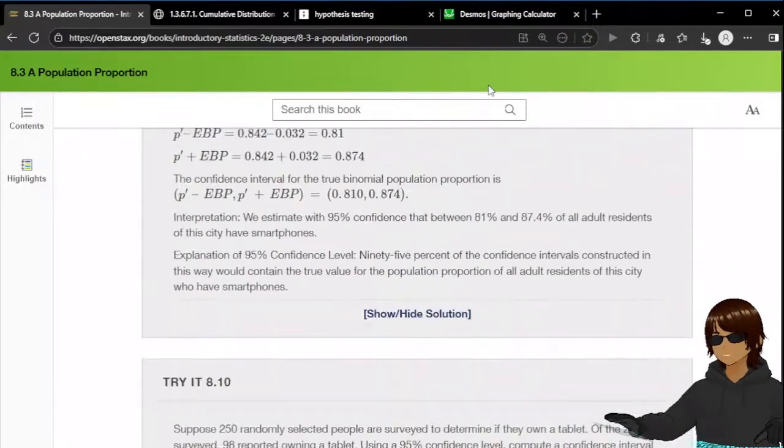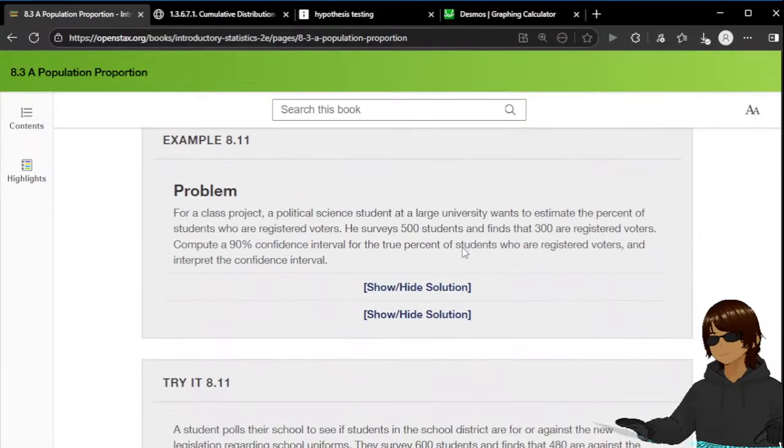Okay, let's just see one more problem and then I will end the stream. A political science student at a large university wants to estimate the percentage of students who are registered voters. He surveyed 500 and finds 300 are registered voters. Compute a 90% confidence interval for the true percentage of students who are registered voters and interpret it.